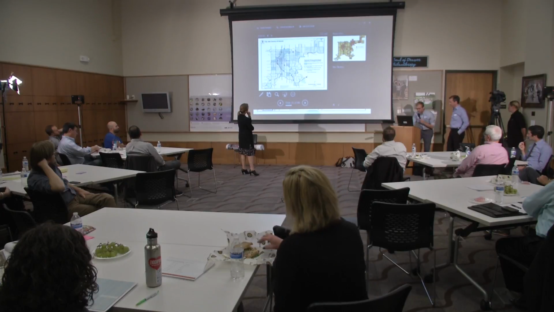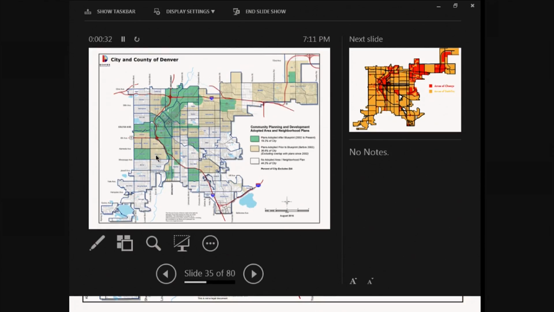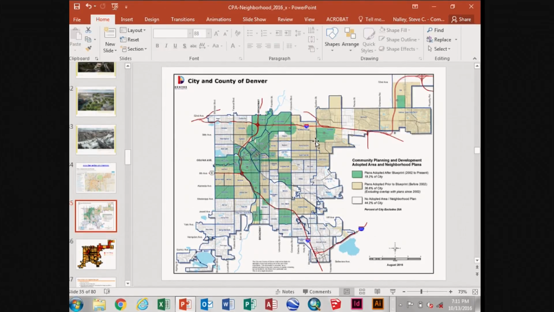Yeah, so I believe the Athmar Park is here. So it is an older plan. The nice thing about this map is you just go to denvergov.org/planning, find this map, but it's not just the map saying there is one or isn't one. All those are links. You can download the plan and look at it. Any other questions?